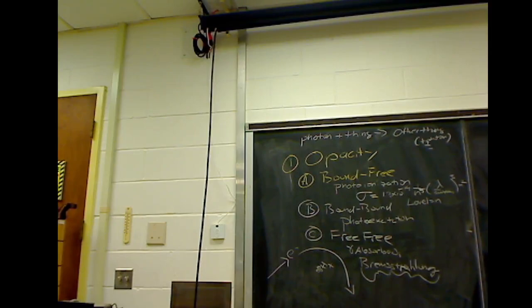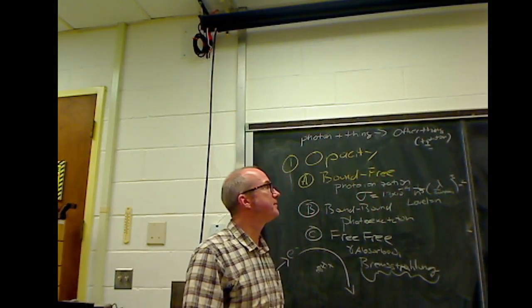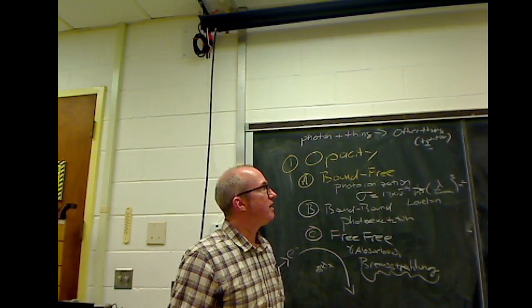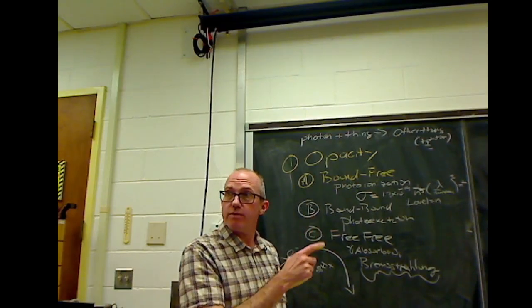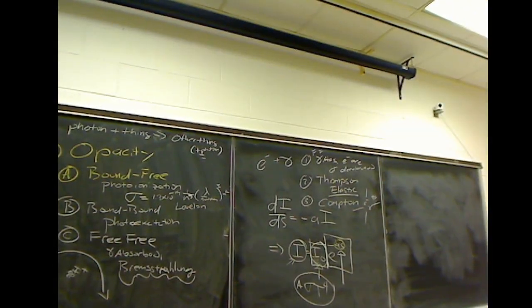And here you have a free electron and a photon. They scatter off each other at some angle, and the energy of the photon changes. So these are three processes that we've talked about several times. I would encourage you to make a note on that and make sure that you separate these three processes.